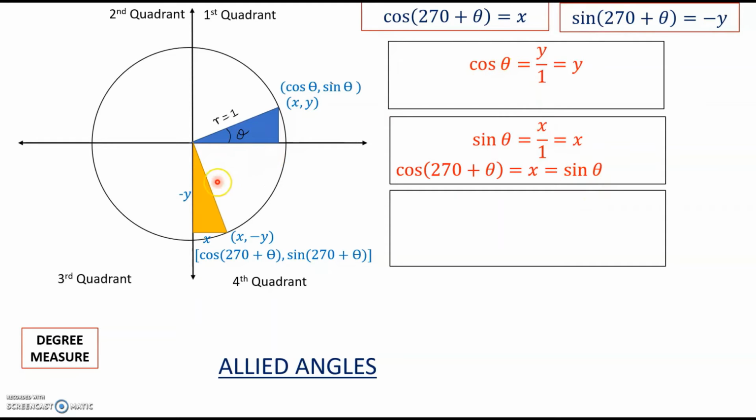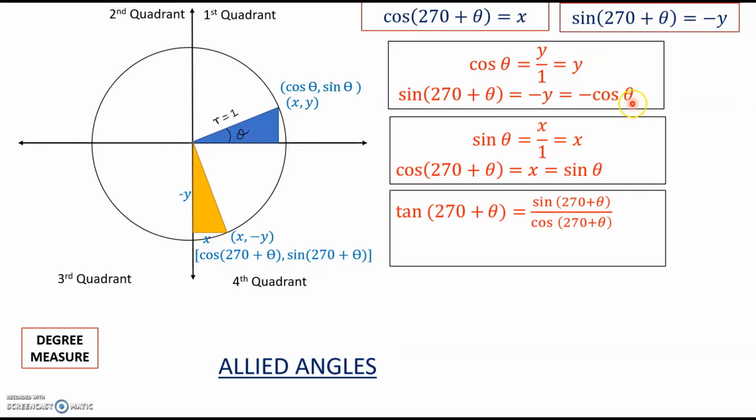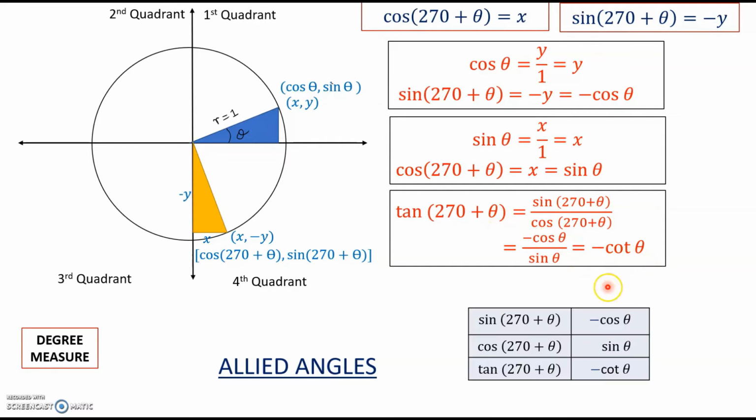Further, applying cos theta onto this triangle, you find cos theta is equal to y. Extending this result onto this equation, you will find sine(270 plus theta) is equal to minus y, and y is cos theta, so it becomes minus cos theta. Further, you can extend this result to tan(270 plus theta), which becomes minus cot theta. So that's our summarized table for 270 plus theta.